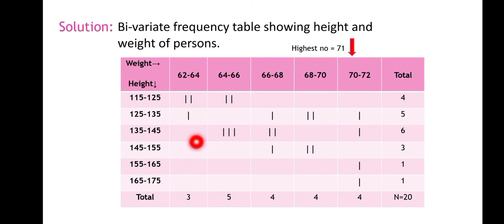Here you can see in this column we have 3 tally marks, so write down the frequency as 3. And in the second column, we have 5 frequencies, so write down the frequency as 5. In the same way, go on writing all the frequencies and write down the total. If we count these numbers, the total is n equal to 20. Okay, so this is the bivariate frequency distribution table.